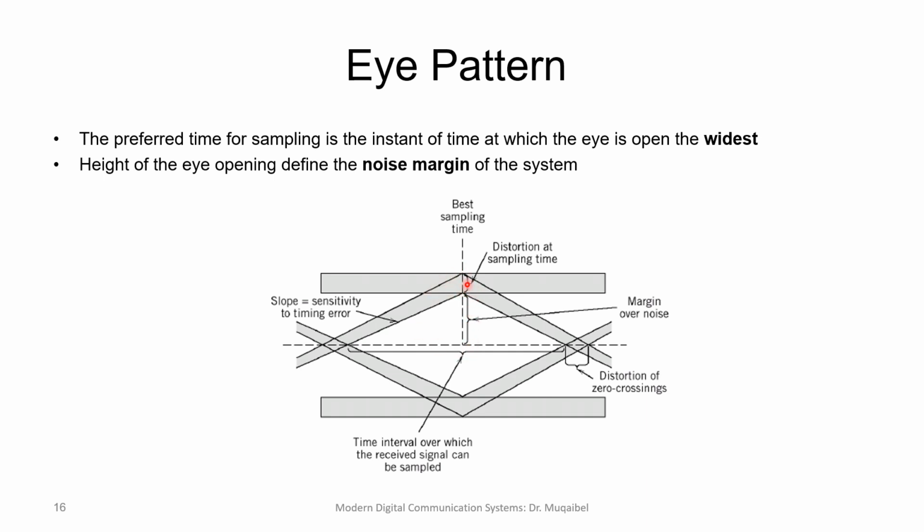This is the distribution of the distortion at sampling time, so the values could be different. This is the distortion at zero crossing, so it doesn't always cross at the same time. And the slope gives you the sensitivity to timing error. If you have a stronger slope, then with a change in time, the sensitivity would be higher. And of course, we have the timing interval over which the received signal can be sampled, and this is what we want to be wide. You can pause the video and read all the descriptions and make sure that you get them straight.